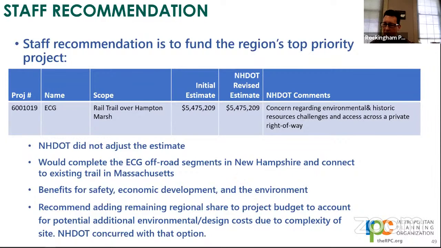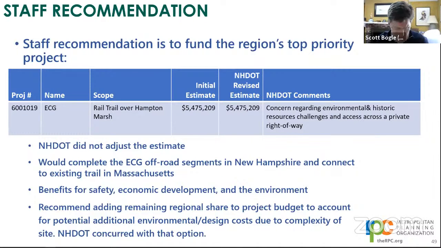The additional recommendation that I'd have on this, and this is something we discussed at our meeting with DOT, was taking the remaining share of our regional target and essentially adding it to this project to pad the engineering and construction costs a little bit, to better be able to absorb any sort of unexpected environmental or historic resources costs and things like that. So Scott, do you want to add anything on the benefits of that project?